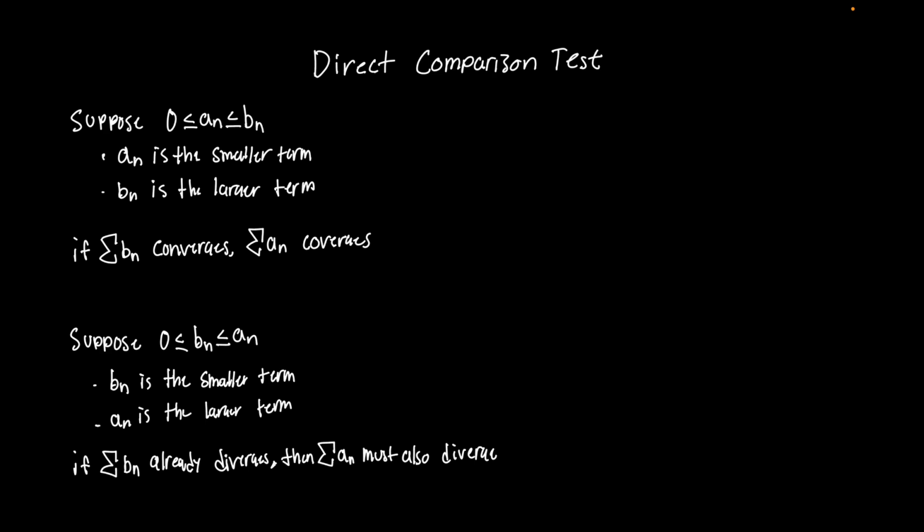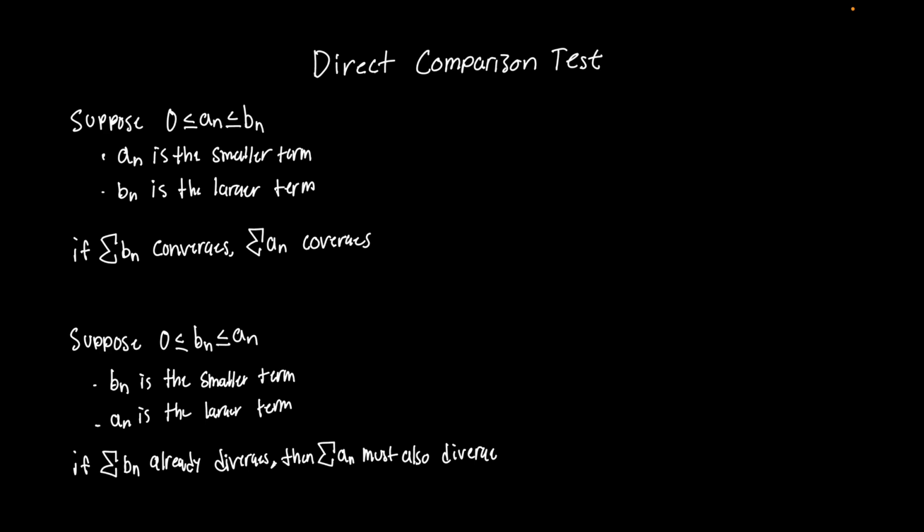So why does this make sense? We know that a sub n, the smaller term, is never larger than b sub n. So if the larger pieces already add up to a finite number, or already converge, then we know the smaller pieces are also going to add up to a finite number, or they're also going to converge. An easy way to think about this is: smaller than a convergent series means convergent.